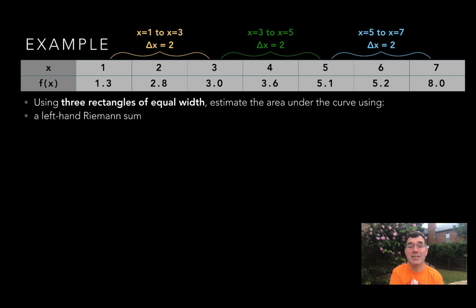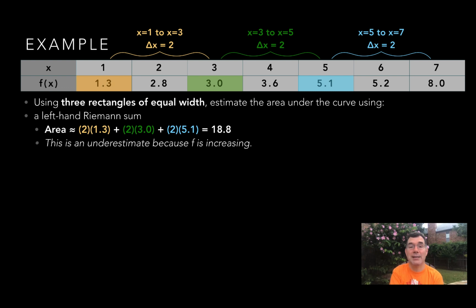Now to figure out the heights of those rectangles, because I'm using a left-hand Riemann sum, I'm going to be looking at the y values that are on the left-hand side of each of those intervals. So the y value for x equals 1, for x equals 3, and x equals 5. Those are my heights. The widths of the rectangles are all 2. So if I do 2 times each of those y values and add it all up, I get 18.8. Now this is an underestimate because, as you remember, if the function is increasing, the left-hand Riemann sum is always going to provide an underestimate of the area under the curve.